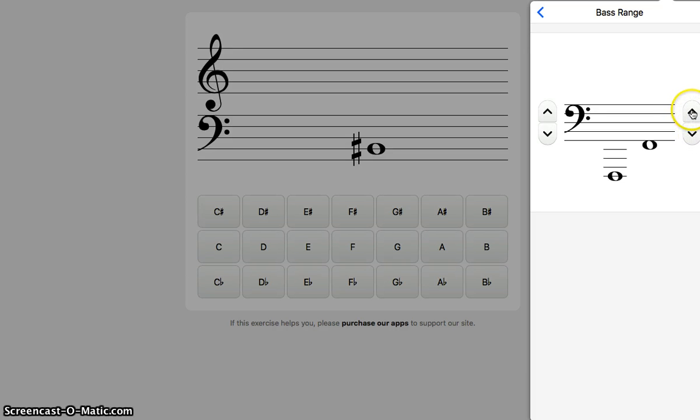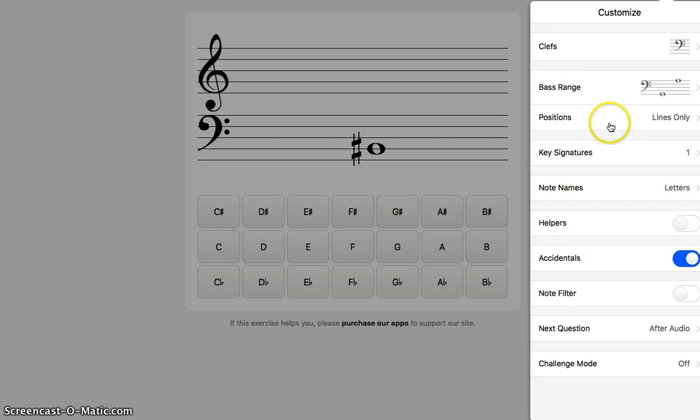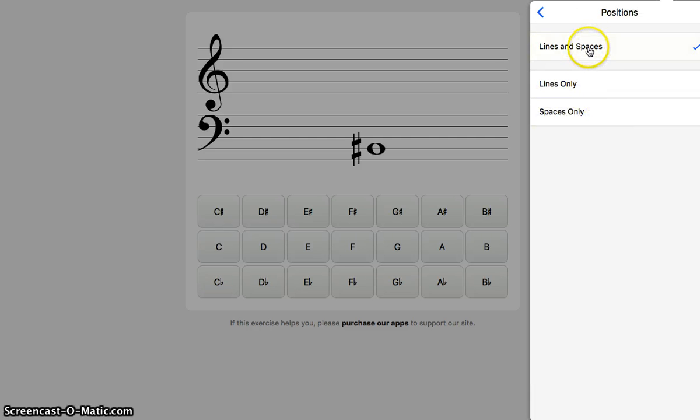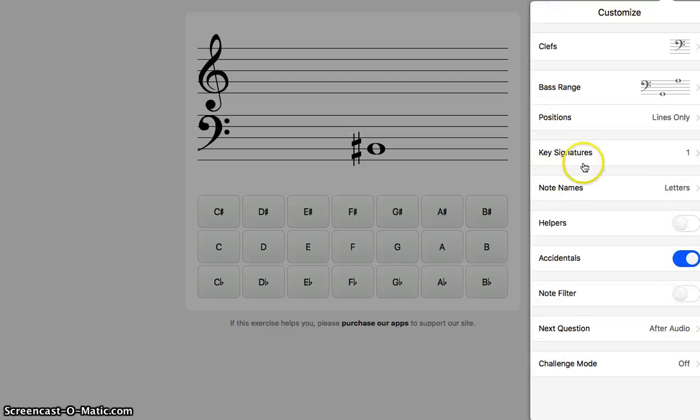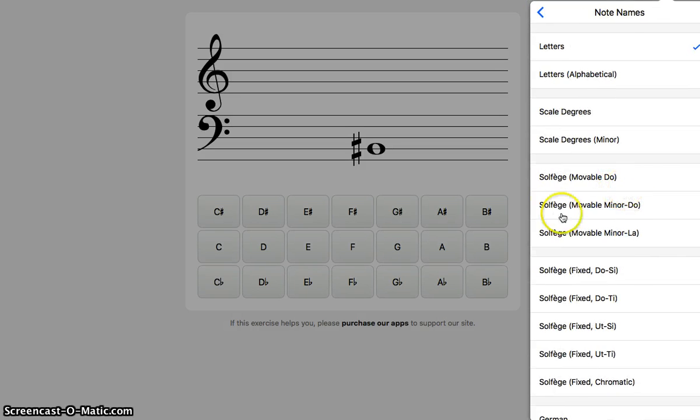But for our purposes, we're just going to stay within the lines and spaces of the staff to start. Do we want to practice lines and spaces together? Only lines, only spaces? Hey, what the heck? Let's do some just lines right now. Key signatures, do you want to put in no sharps or flats? 1 through 7 flats, 1 through 7 sharps, one for each letter of the musical alphabet. We're going to say no for right now to get started. Do we want to do note names? Well, yeah, we got all these solfege things. We're just going to go with letters. That's the most basic one to do.